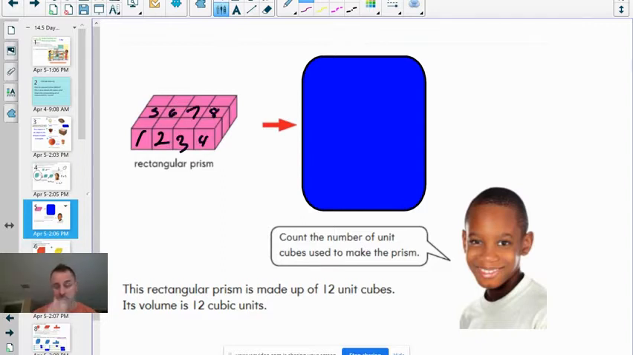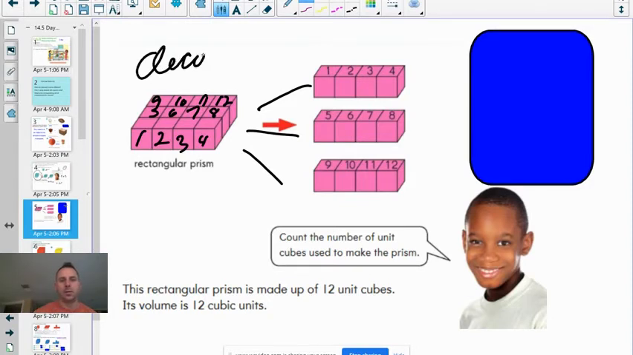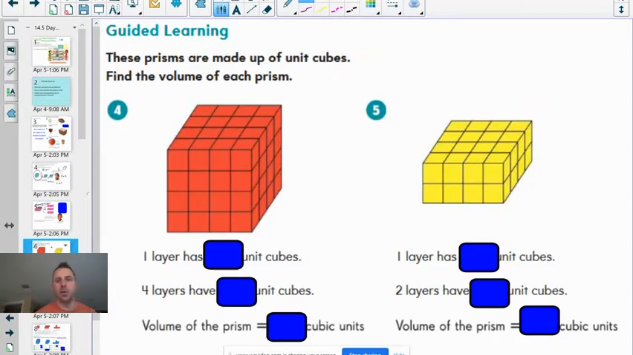Obviously, if you look ahead, you can see it. But 1, 2, 3, 4, 5, 6, 7, 8, 9, 10, 11, 12. Right? So he broke it into 3 figures, which is another good strategy. They call that decomposing figures, breaking them down into smaller units.